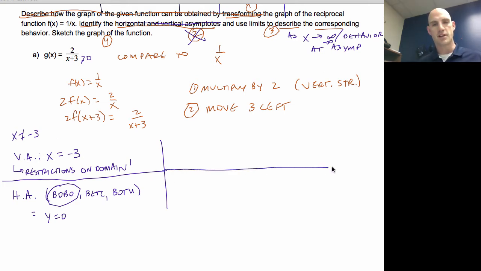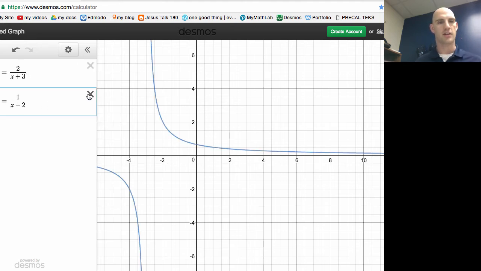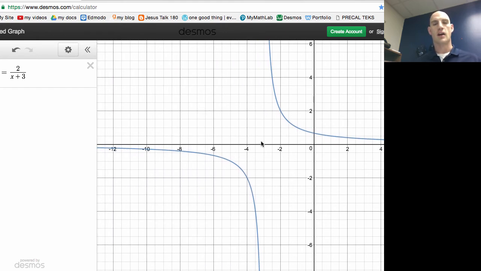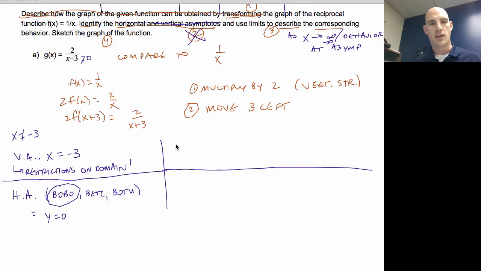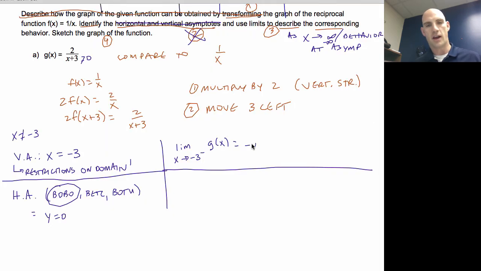I'm going to divide this into two parts. For my vertical asymptote, I'm looking at the graph, right? So I just so happen to have this here, 2 over x plus 3. Let me eliminate these other 2 here. So check it out, I got it right. There's a vertical asymptote at x equals negative 3, and I want the limit as it approaches from the negative side, and also the limit as it approaches from the positive side. So here we go. The limit as x approaches negative 3 from the negative side of g of x equals, so check it out, as it approaches from the negative side, it's going to negative infinity.